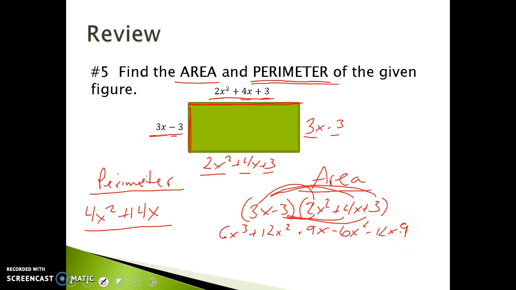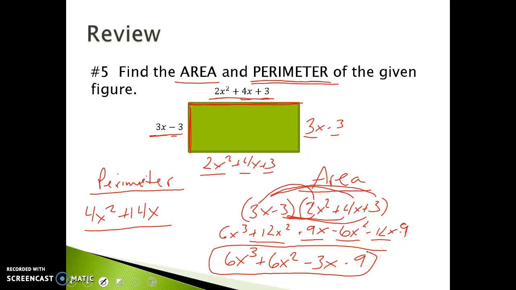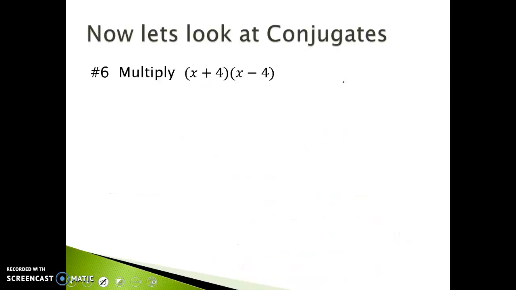So if I combine like terms, I'll have the 6x to the third. Then I have 12x squared minus 6x squared, which is 6x squared. I've got 9x minus 12x, which is minus 3x, and then minus 9. And so the area of the figure is this polynomial. So hopefully we can remember the difference between how you find the area and how you find the perimeter of any figure.